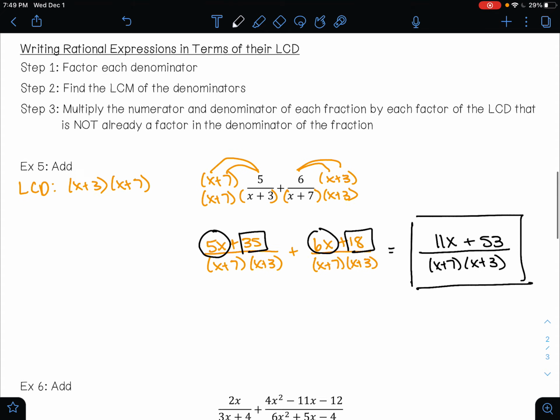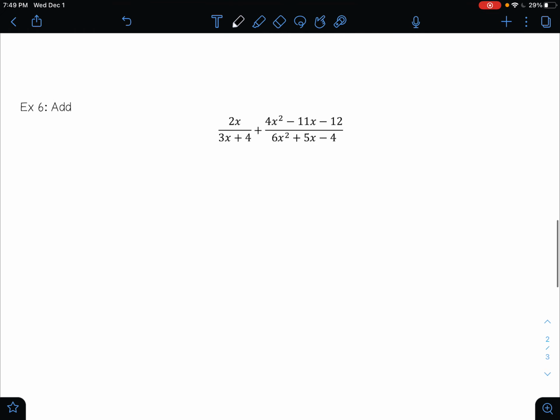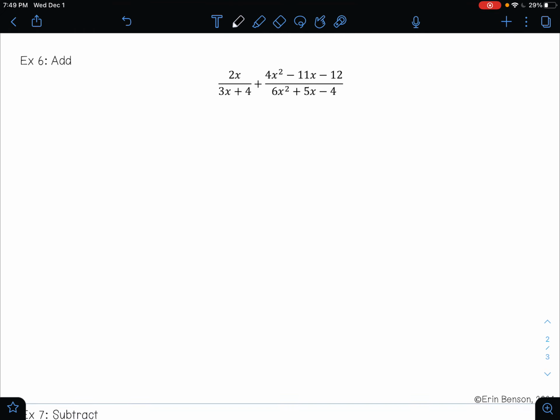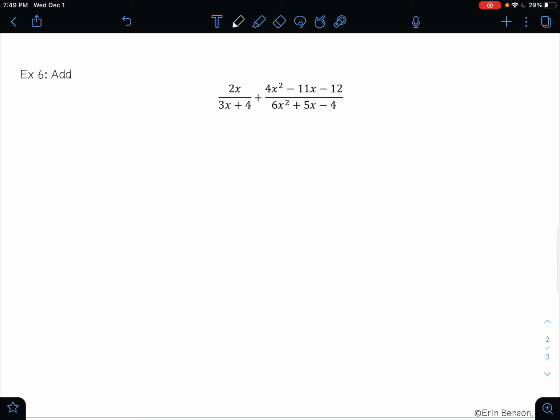Let's try that again with example 6. It says add 2 over 3x plus 4 plus 4x squared minus 11x minus 12 divided by 6x squared plus 5x minus 4. First thing I'm going to do is simplify everything. This first fraction has nothing to factor, so that one's already as simplified as it's going to get.